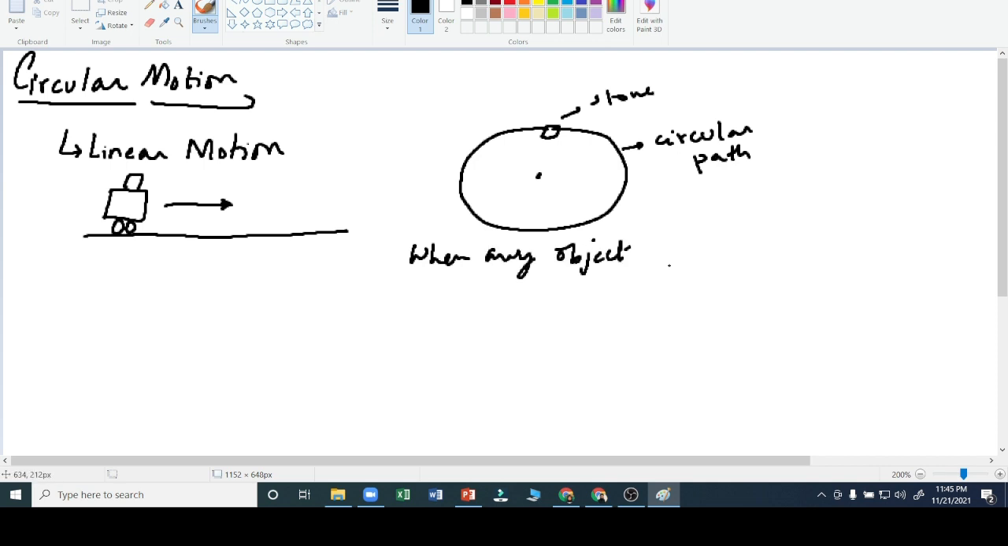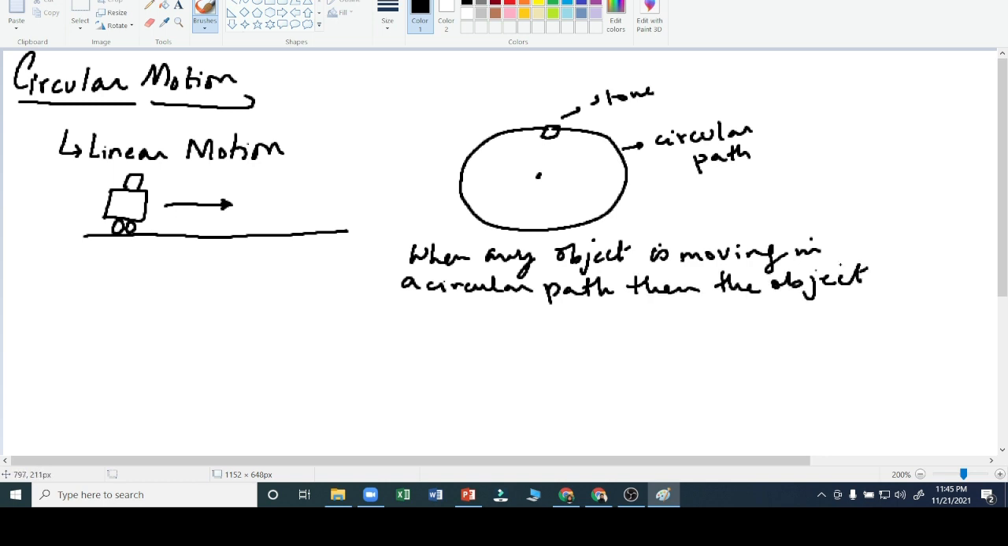So we can define it as: when any object is moving in a circular path, then the object is in circular motion.